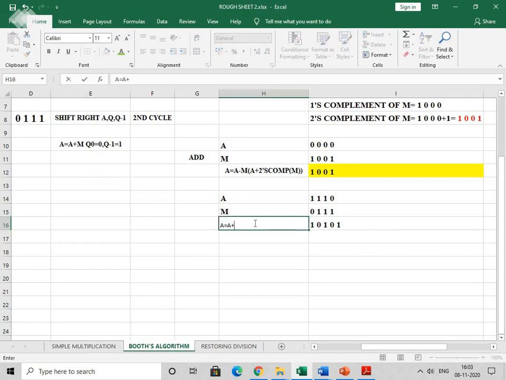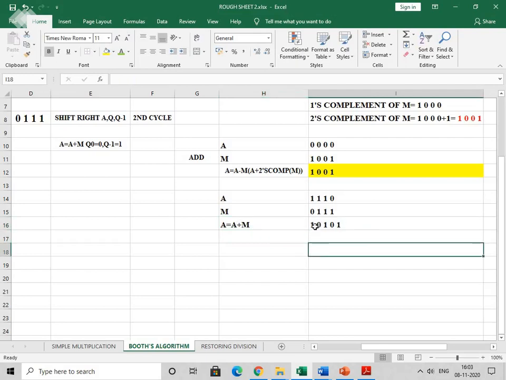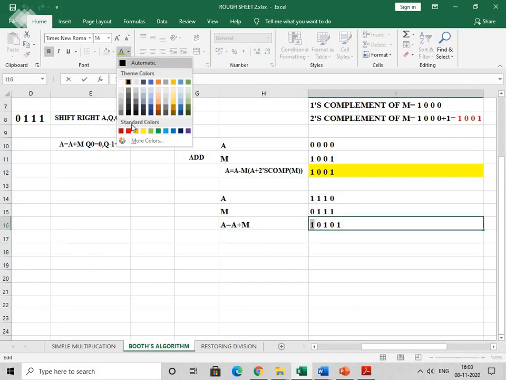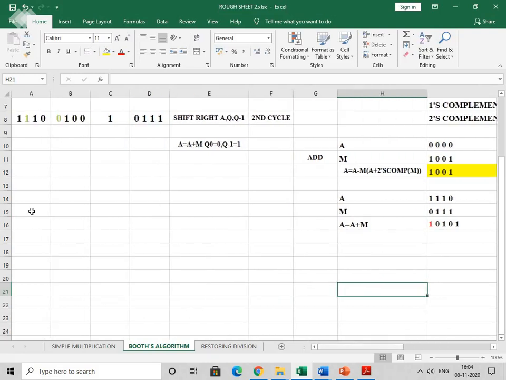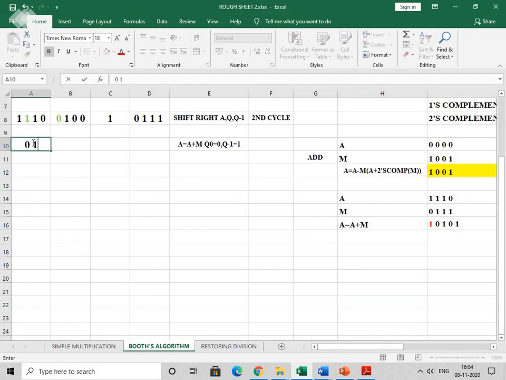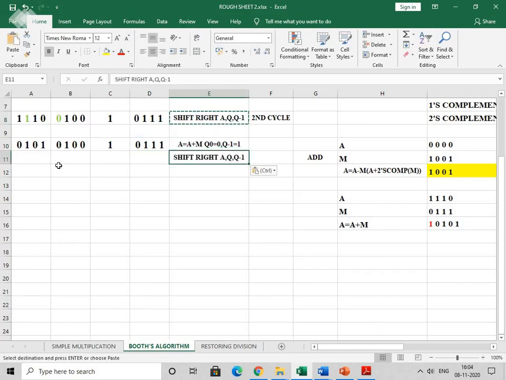A equal to A plus M, right? So a carry has been generated. Okay, so we are going to ignore this carry and we are going to write only the content of A, that is 0 1 0 1. Okay, next after that we will write this Q as it is, we will write this 1 as it is, and then 0 1 1. Okay, then next do the shift right operation.